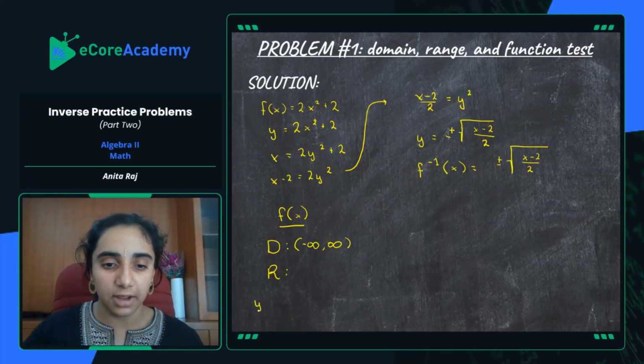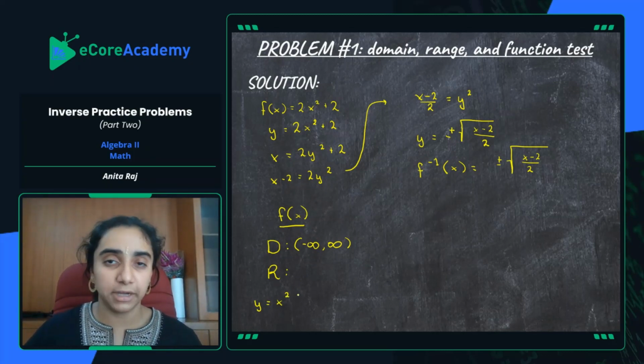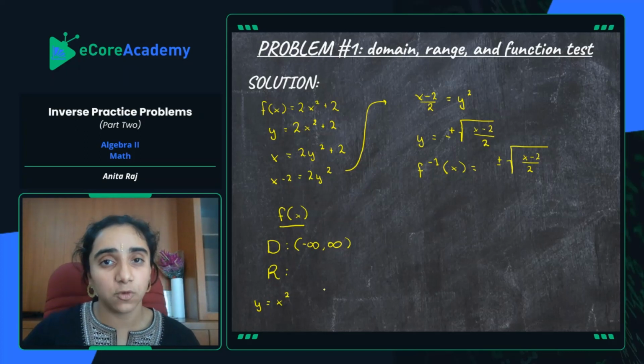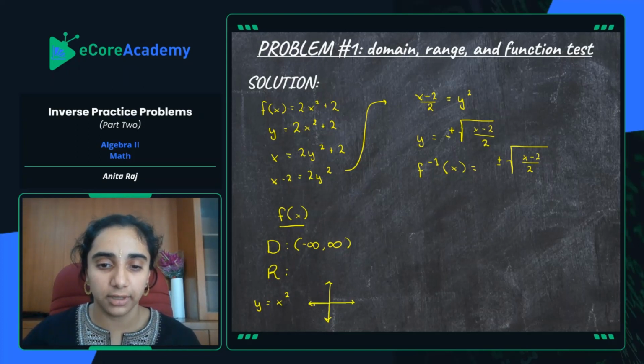So this is going to be y equals x squared. And what happens is y equals x squared is the parent parabola. Remember, it has its vertex at the origin. So what happens is if I draw this on a coordinate plane, this is what that parabola is going to look like. So the origin is the vertex right here.